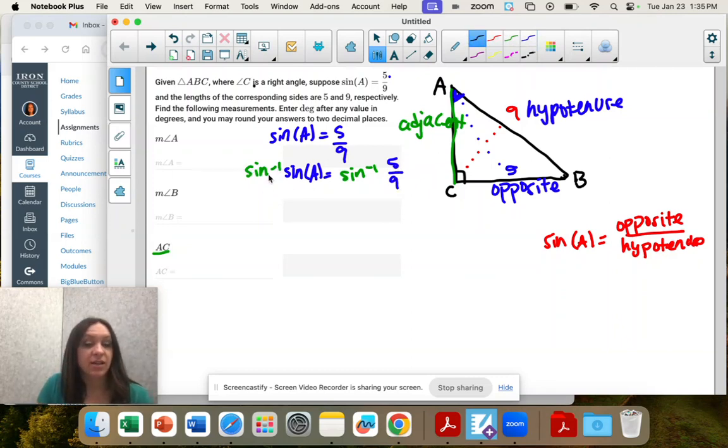So sine and sine inverse are opposites. That means that they cancel out, and angle A is inverse sine of 5/9. That just goes in the calculator. So round your answer to 2 decimal places.